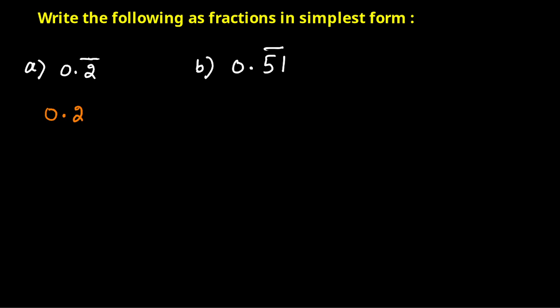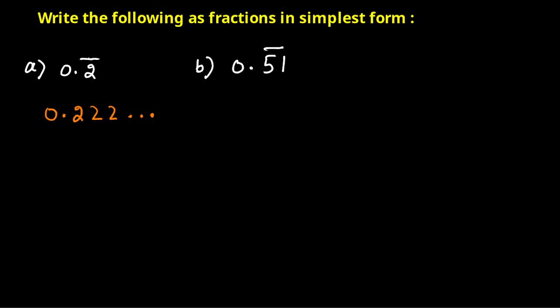So it is 0.222 and so on. This 2 is going and going. It is never going to end. So how can we convert this type of repeating decimal into a fraction? Simply, sometimes we write it as 0.2 with a bar over 2. So let's convert this into a fraction.